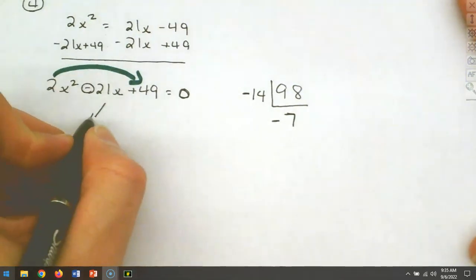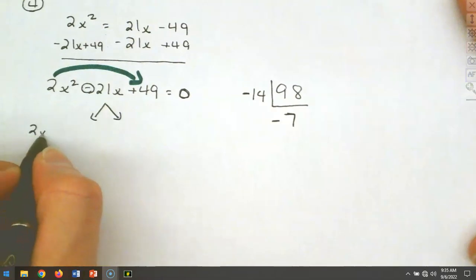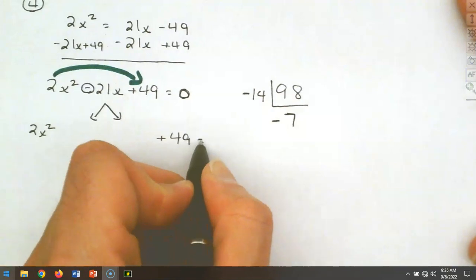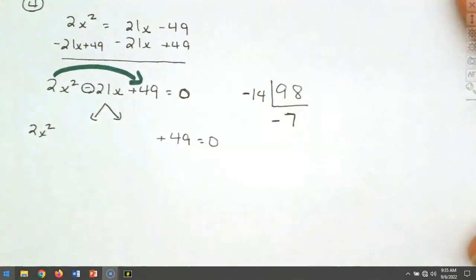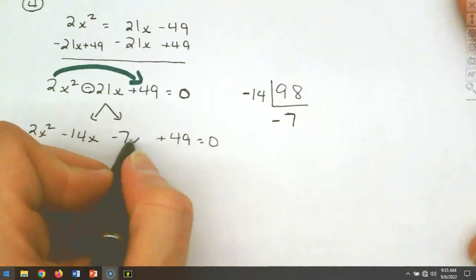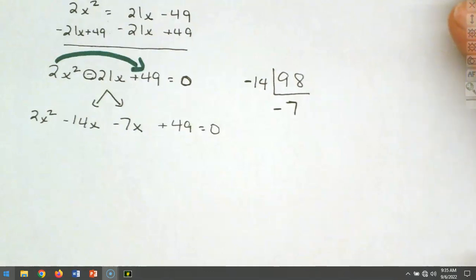Now we can split that 21 up. And it's a negative. So we have a 2x squared out in front. That stays the same. We have a 49 on the end. That stays the same. And then we have a minus 14x and a minus 7x. Is everyone okay with that so far? Do we see how we split that up? We're just doing this as kind of a review. We're going to look at some more of these today when we look at our practice exam.